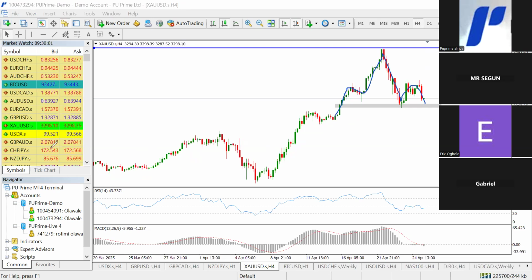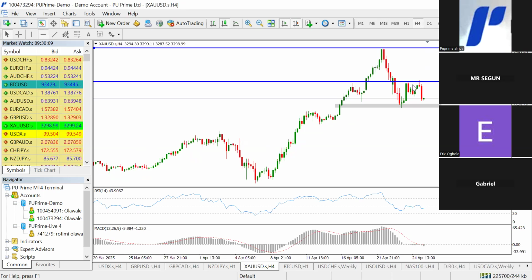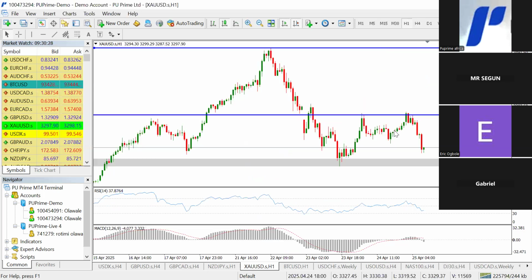Now, if you remember from my analysis yesterday, I said specifically that if price breaks out above the recent high here, then we should be expecting a short-term bullish movement on gold. But if it breaks out below the neckline right here on the 4 hour, then we should expect a more sustained bearish movement. So far, price did not break out above that resistance that I mentioned yesterday.